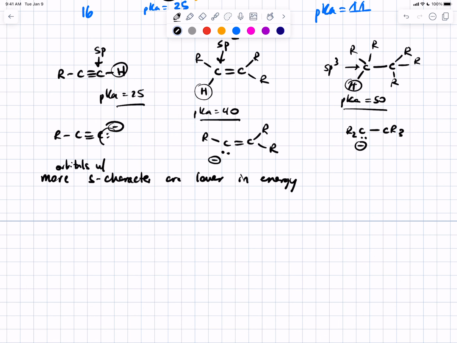That's right, because in the conjugate base, the electrons are closer to the nucleus for the alkyne than the alkene or the alkane, that the conjugate base is more stable and the acid is correspondingly more acidic.